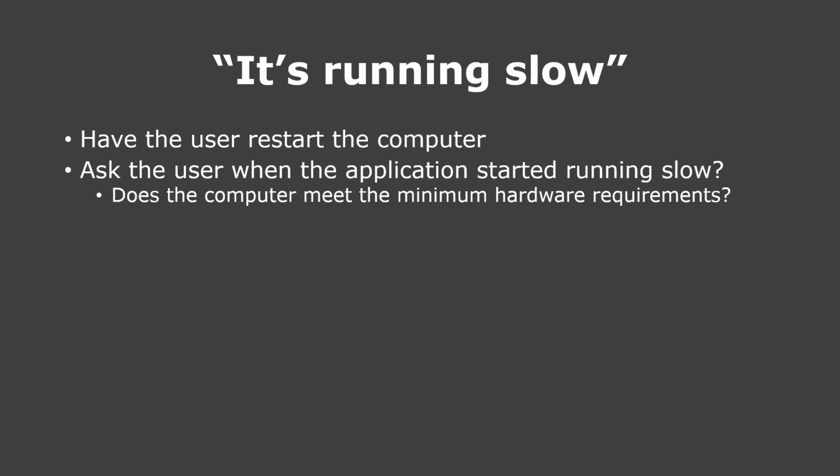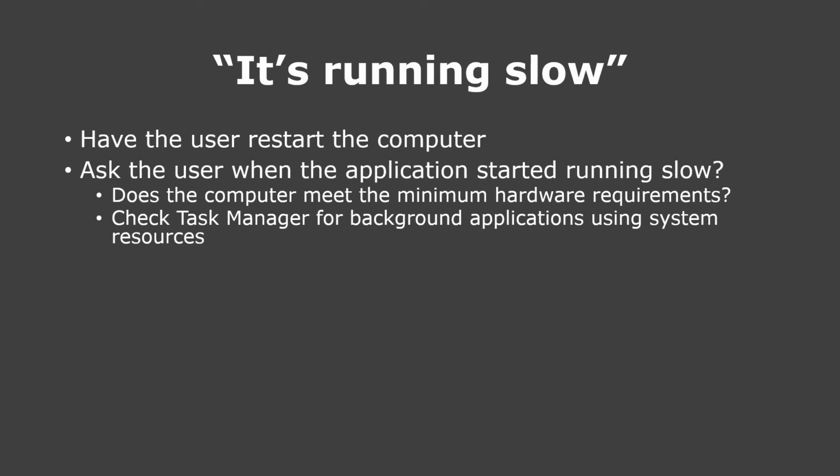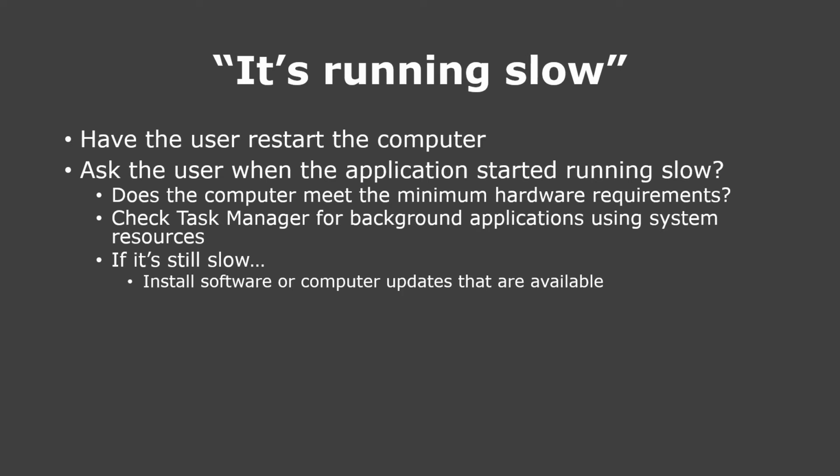Again, you want to open up Task Manager and see if there are any background applications that are hogging system resources. Close any unneeded applications and attempt to use the software. If it's still slow, install any software or computer updates that may be available on the system. Windows 10 is notorious for installing updates in the background, and things just stop functioning without warning. Search for Check for Updates in your Windows search bar, open that, install the latest updates available, and restart.